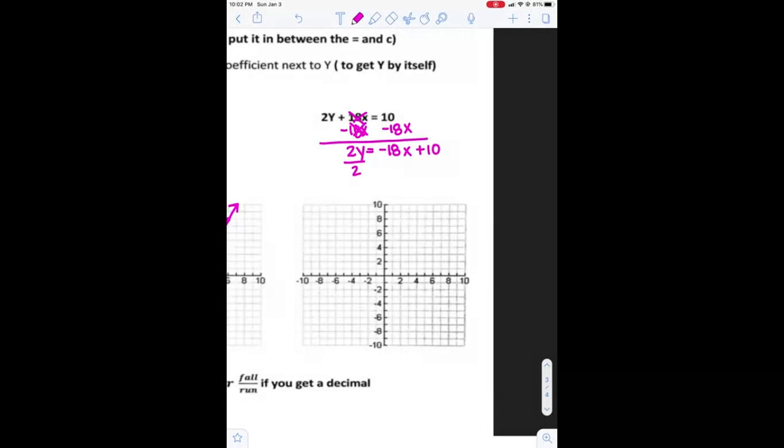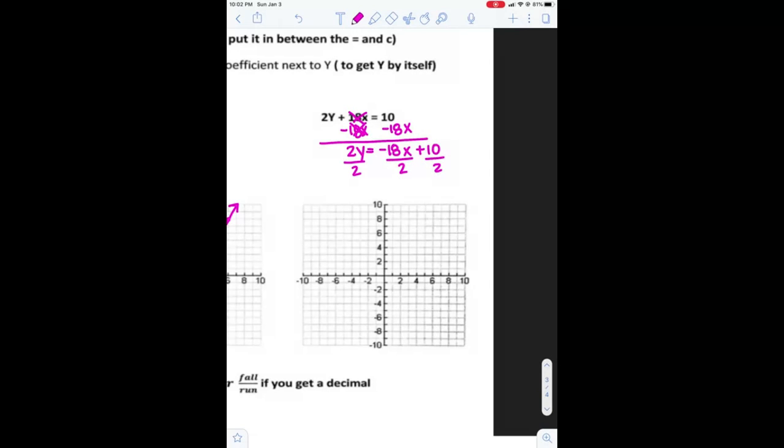Now I'm going to divide everything by my y coefficient, which is 2, and that's going to leave me with y is equal to negative 18 divided by 2, which is negative 9. So I have negative 9x plus 5.